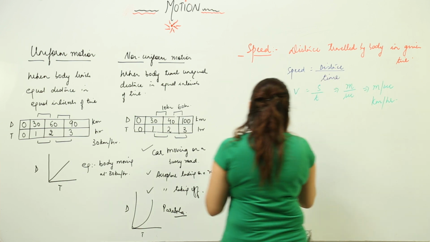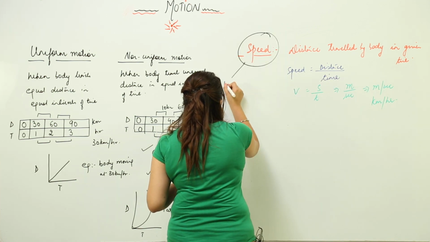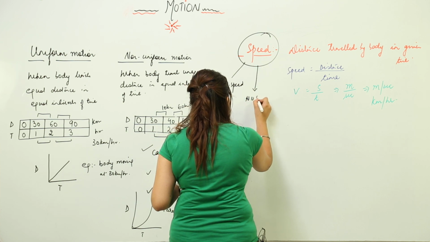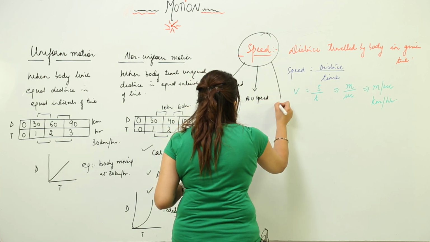Now speed is again of different types. We have uniform speed, we have non-uniform speed, we have average speed.